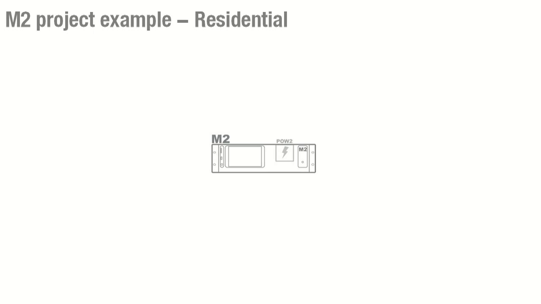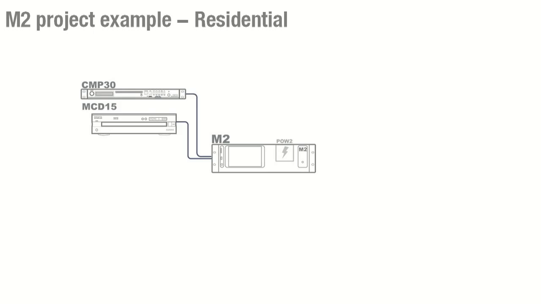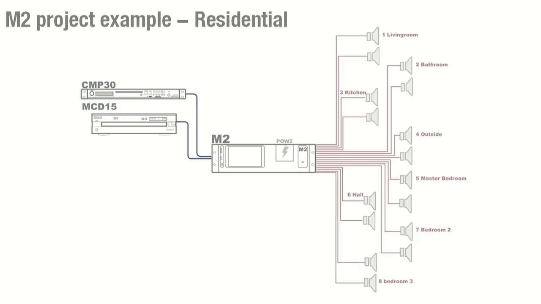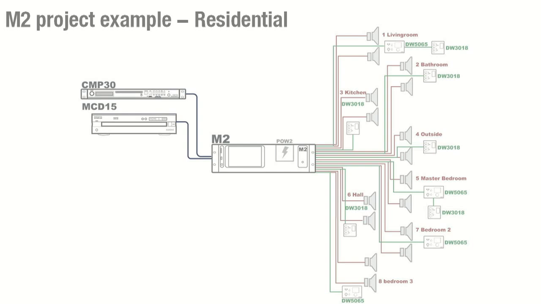Now a residential example of the M2. I say residential, so I take a power kit because residential projects are most of the time low impedance. I connect some sources, speakers in each room we have, living room, bedroom, kitchen. I add some wall panels, some with local inputs like living room, and some without, like the kitchen.